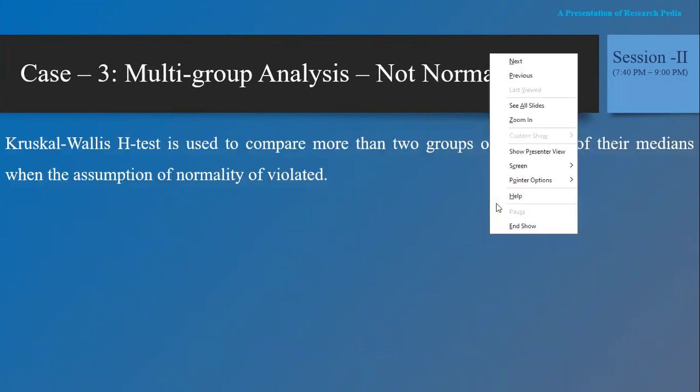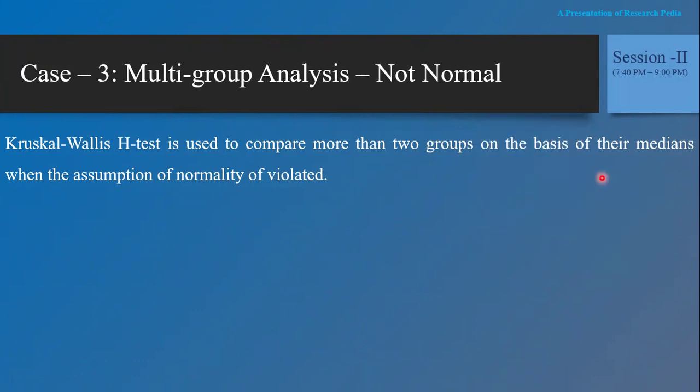The Kruskal-Wallis H test is used to compare more than two groups on the basis of their median when the assumption of normality is violated. So always remember, when there are more than two groups and the assumption of normality is violated, you are going to use the Kruskal-Wallis H test as a comparison, rather than the previous tests we used for mean comparison of normal data.